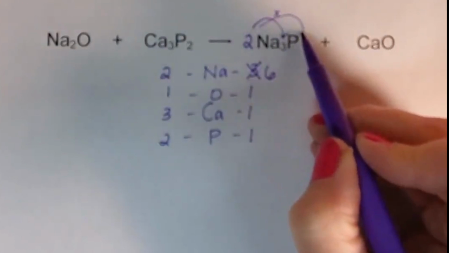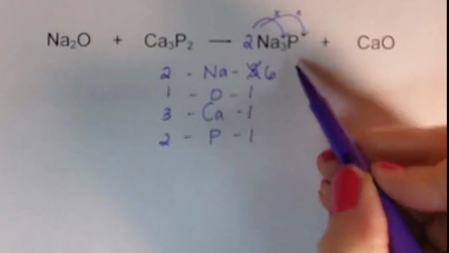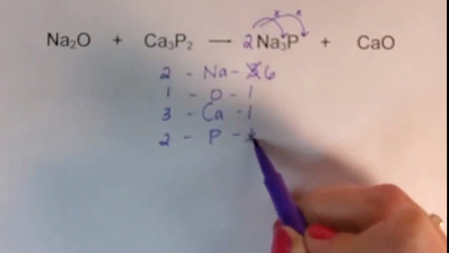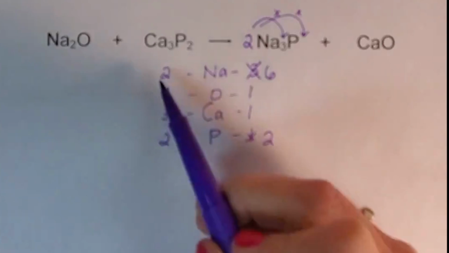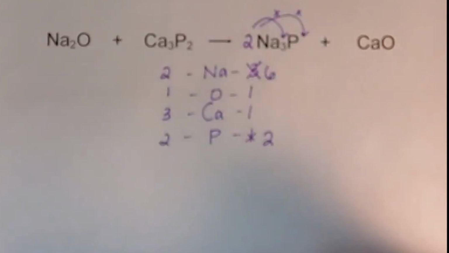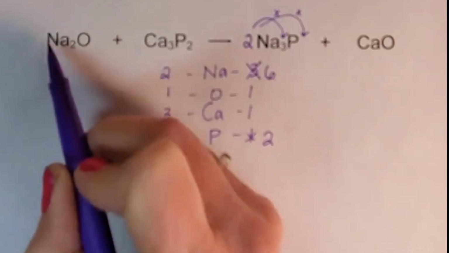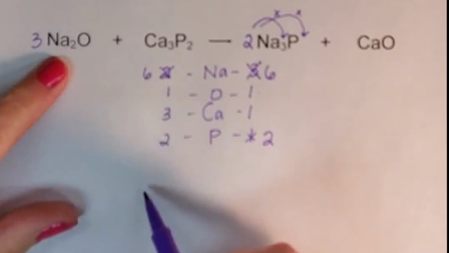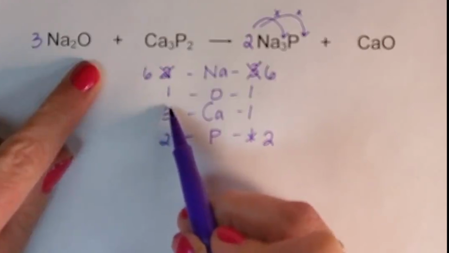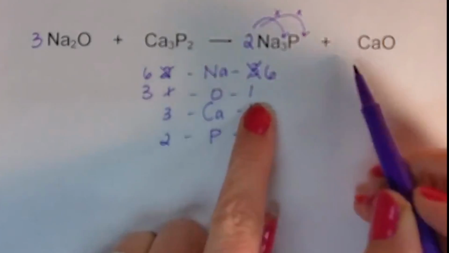When we put the coefficient 2 before the Na3P, it does change the sodium to have 6 because you take the 2 times the 3, but it also changes the phosphorus to have 2. So you have to make both of those changes on the right-hand side. We have changed the sodium on the right-hand side to 6, but our sodium on the left still only has 2. So we put a coefficient of 3 before the sodium oxide, and you multiply the 3 times the 2 to get 6. That also changes the oxygen to have 3.